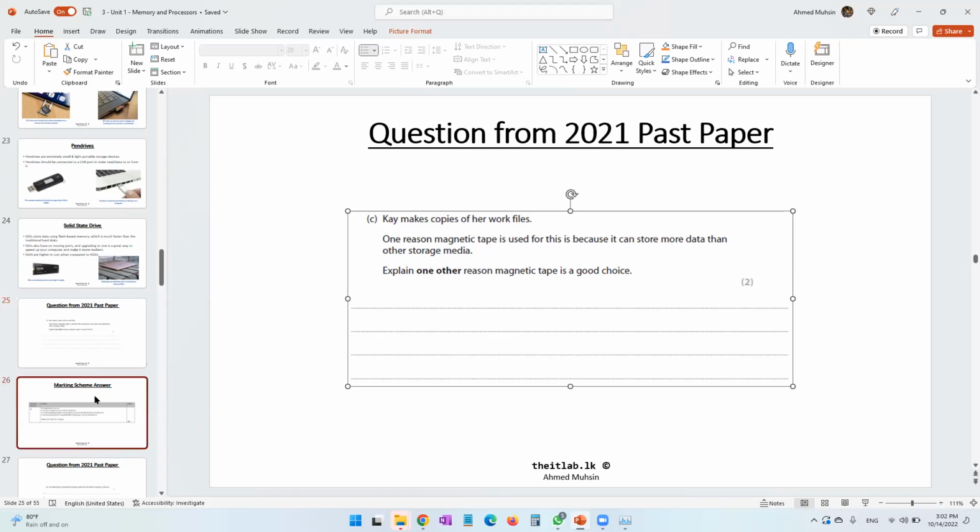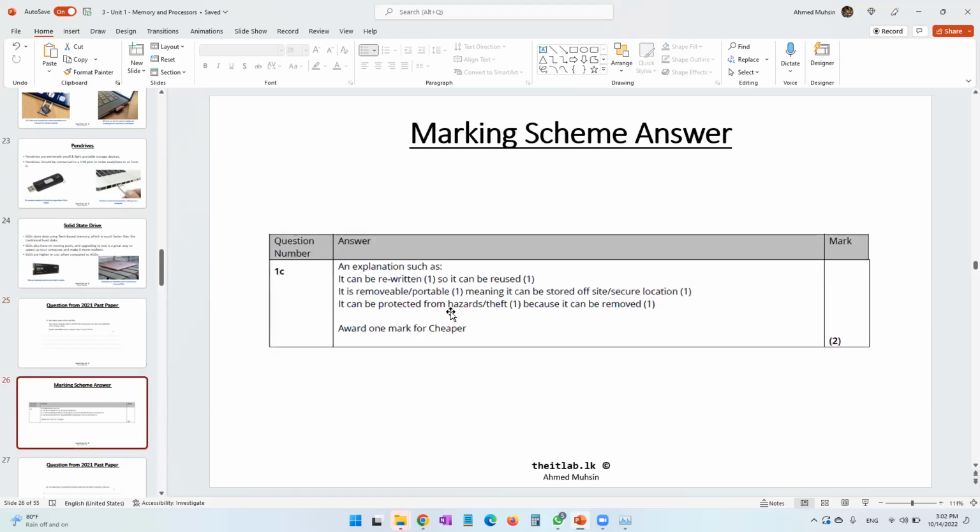So if you look at what the marking scheme says, they have given completely different answers, not what I said. They have said it can be rewritten, so it can be reused. You can also mention that it is removable, portable, meaning it can be stored offsite or in a secure location. It is protected from hazards or thefts because it can be removed. So you can remove it and keep it in a much more secure location. So basically points 2 and 3 are pretty much the same.